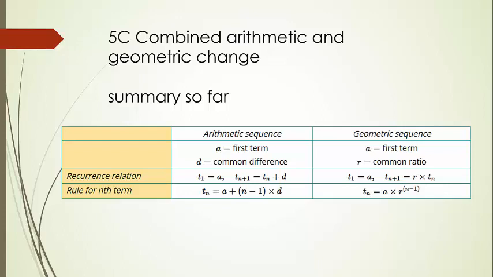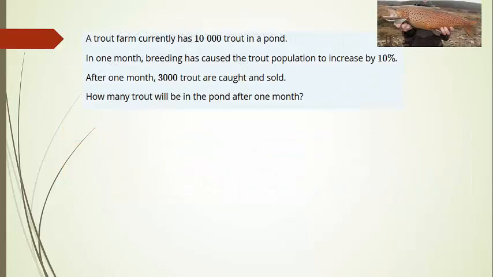Just as a summary so far, in an arithmetic sequence, A is the first term and D is the common difference. There's a rule there and a recurrence relation there for you to read. Pause if you need to read it to yourselves or copy it down. And the geometric sequence: A is the first term and R is the common ratio. That's what you've done so far. Now we're going to be combining those two together, seeing what happens.